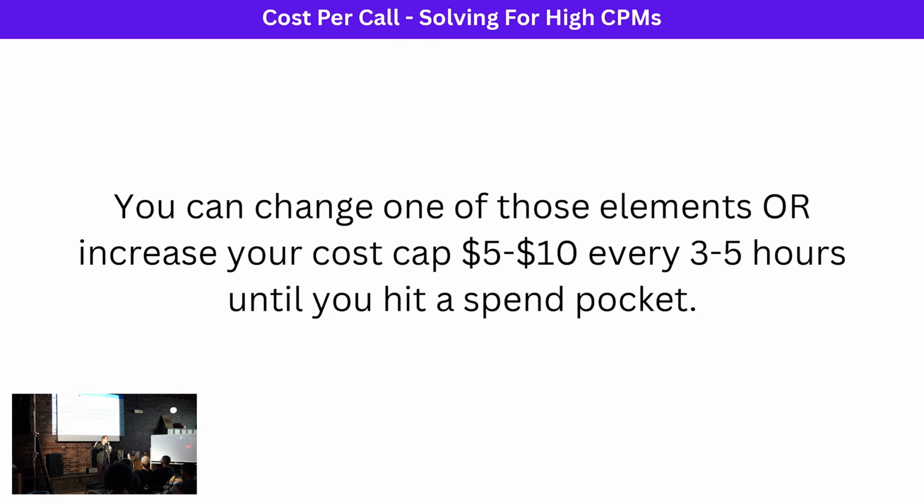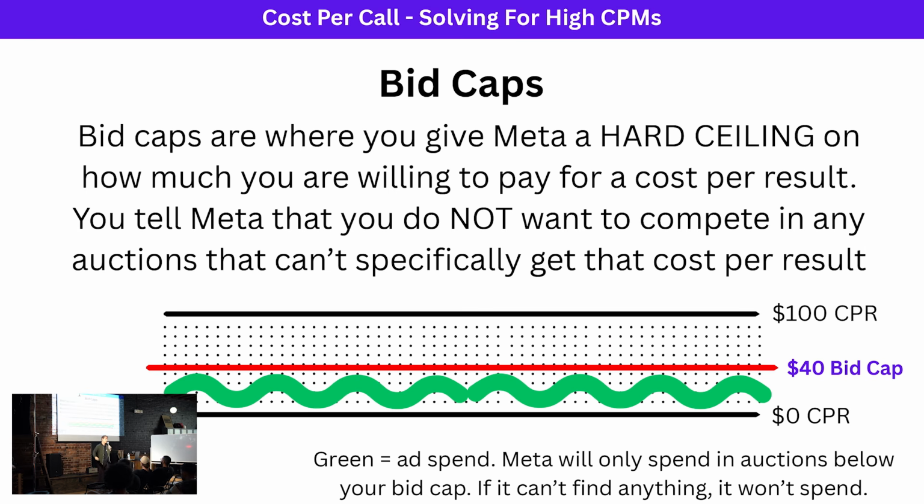So you can change one of those elements or increase your cost cap by $5 to $10 every 3 to 4 hours until you hit a spend pocket. So no, you don't have to stay up overnight, just wake up in the morning, and keep bumping it up until you get spend.